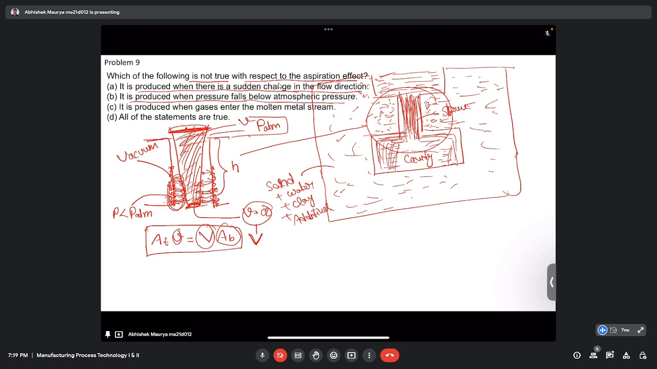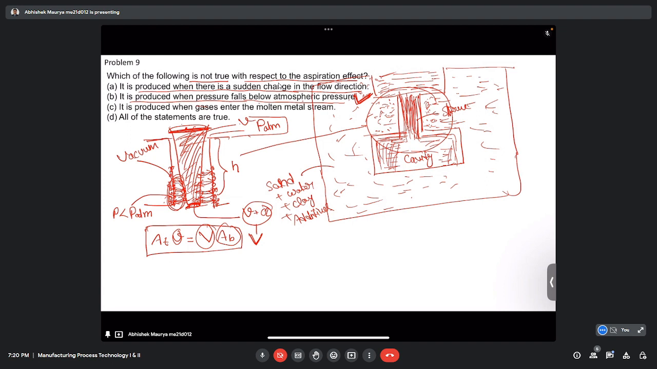So in this way, they enter inside the molten metal. It has happened only because we created a small vacuum region near the bottom of the sprue. So the second option, it is produced when pressure falls below atmospheric pressure. Yes, it is correct. So air which is present inside the mold walls enters into the molten metal because the pressure went down from the atmospheric pressure.